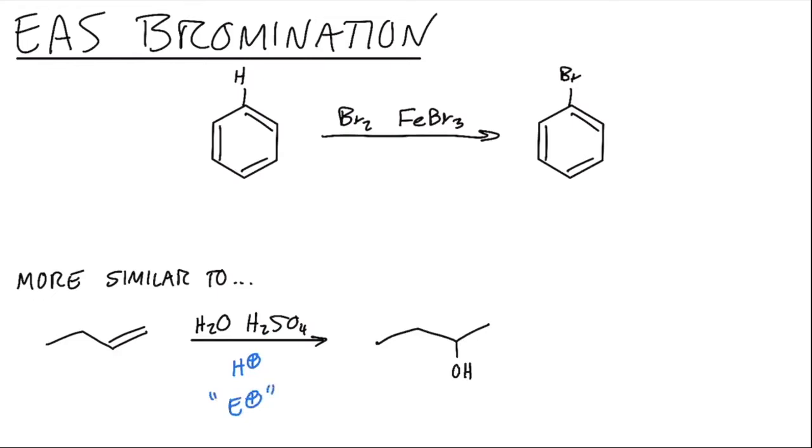So this stuff above the arrow helps us form our electrophile. And then in the very first step of the reaction, that pi bond has to reach out and grab that proton. So this pi bond is acting as our nucleophile.